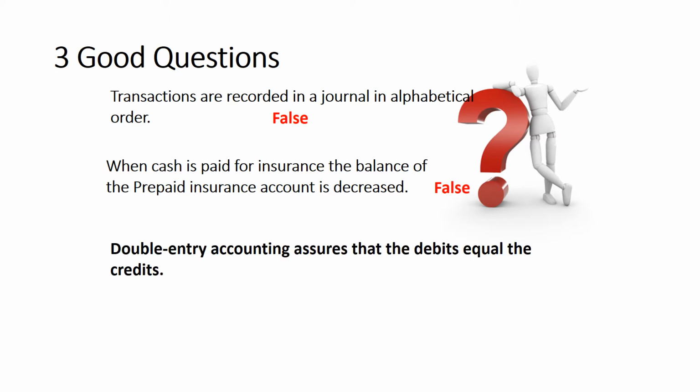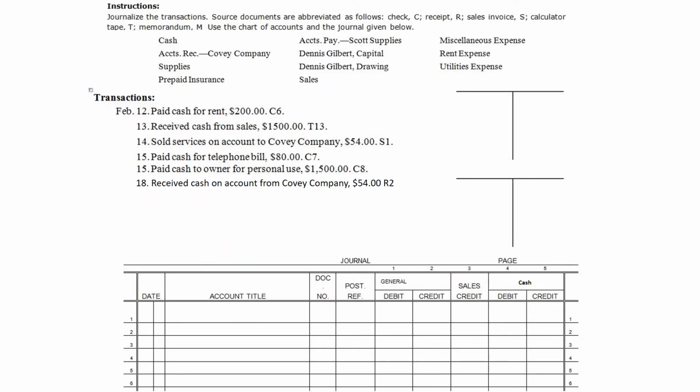Double entry accounting assures that debits equal the credits. That is true. Remember, our debits always must equal our credits. All right, so we're continuing on. Again, seeing a lot of transactions that we've seen before. If you see our first, using the multi-column journal as well.